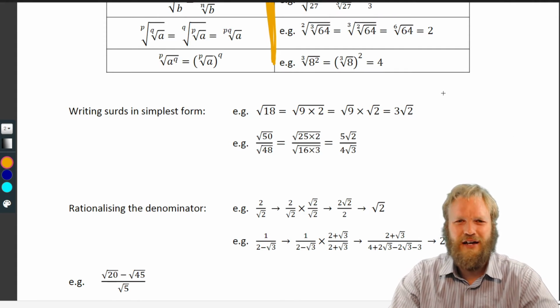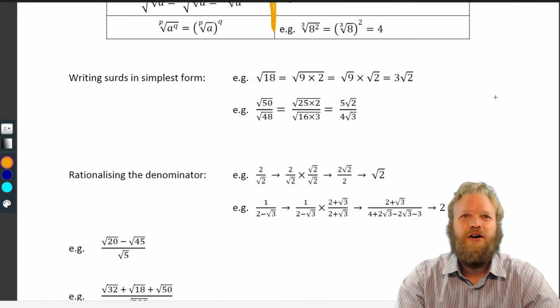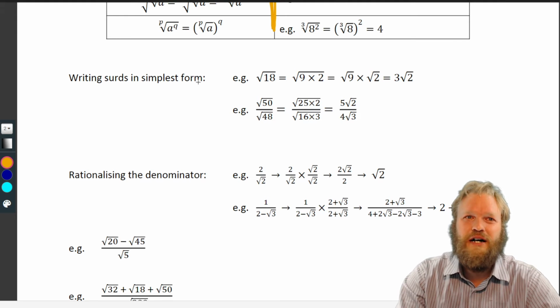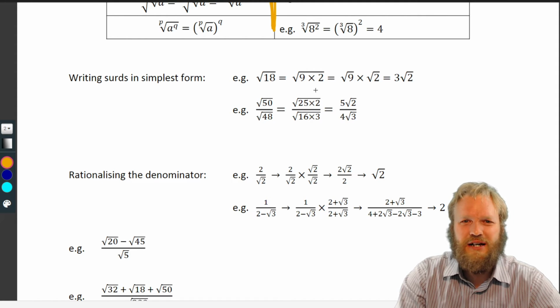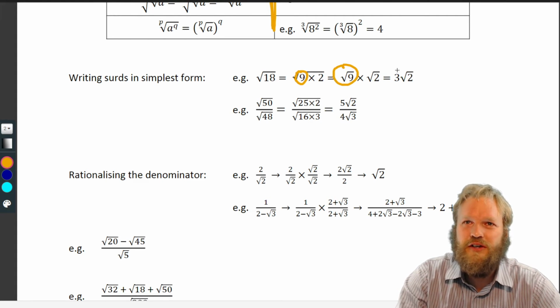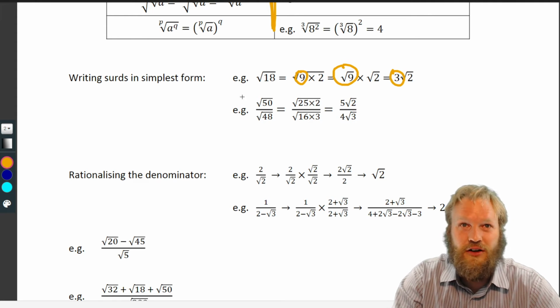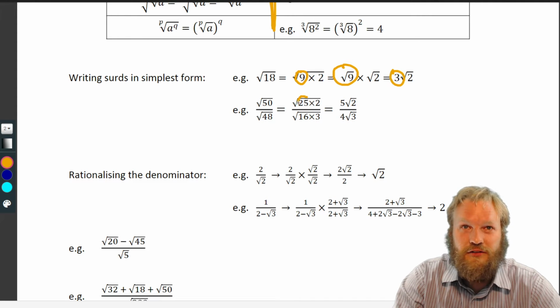What's more interesting is exploiting those rules. If we're writing surds in simplest form, this idea of separating it out is almost like that split and factorize type thing, but not quite. 18 we could write as 9 times 2. So we've got a square root, so we want to try and find some square numbers, because the square root of 9 is 3, and that's where we're simplifying. So if we've got the square root, we're looking for square numbers.